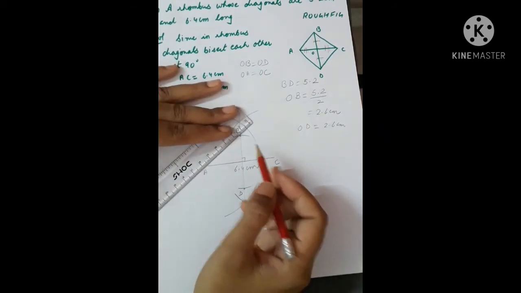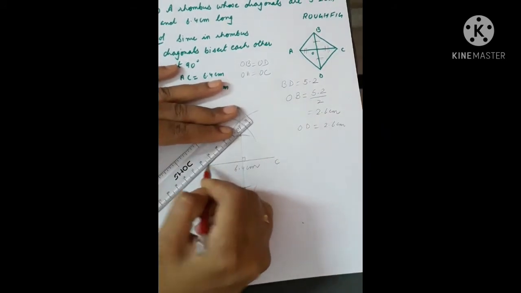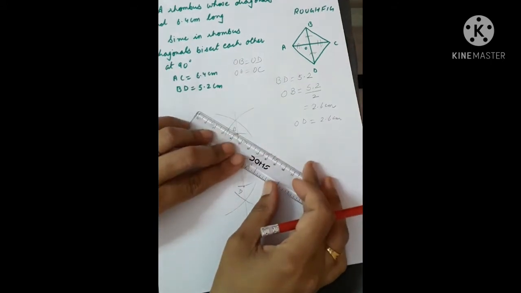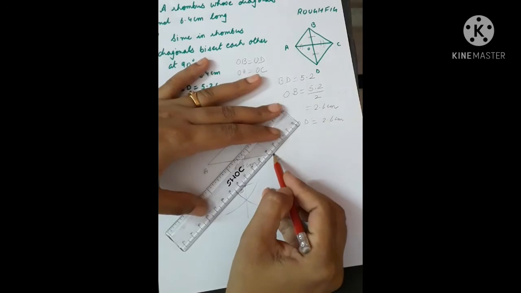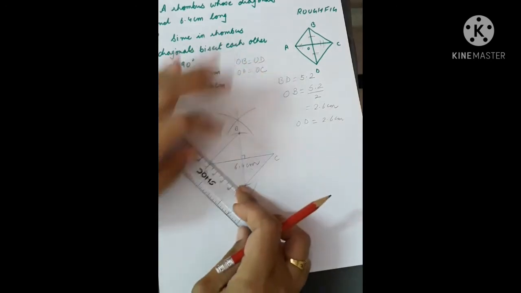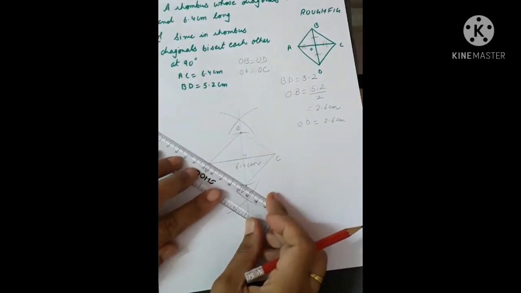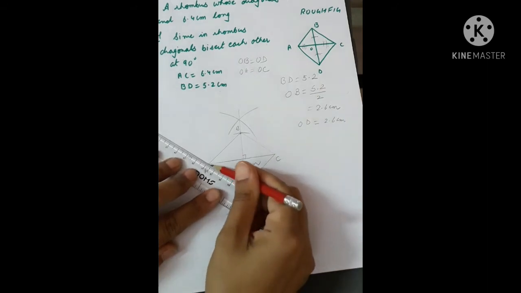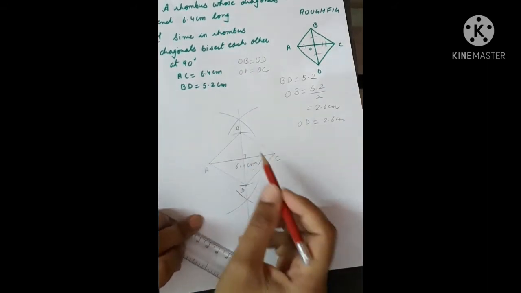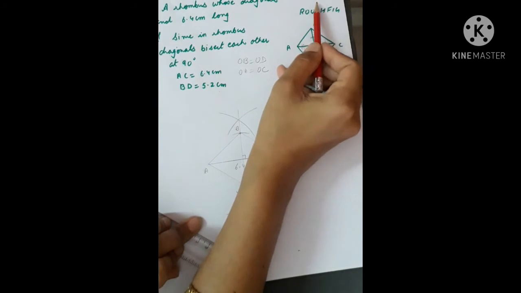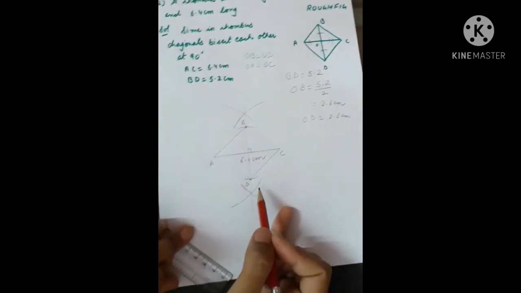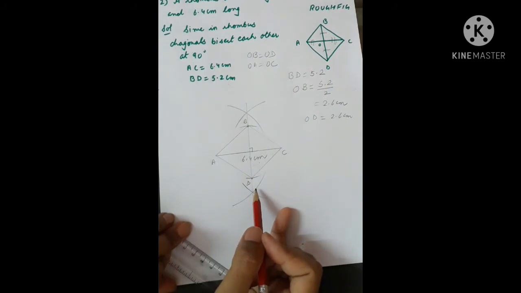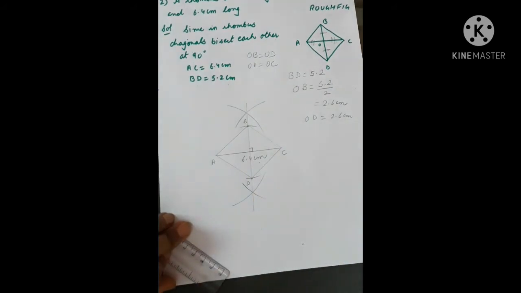Now I will join AB, then BC, then CD, and then DA. So this way I got a rhombus ABCD. Here only diagonal measures were given, so I have used the properties of diagonals of a rhombus, that they bisect at 90 degree, and we have constructed the rhombus ABCD.